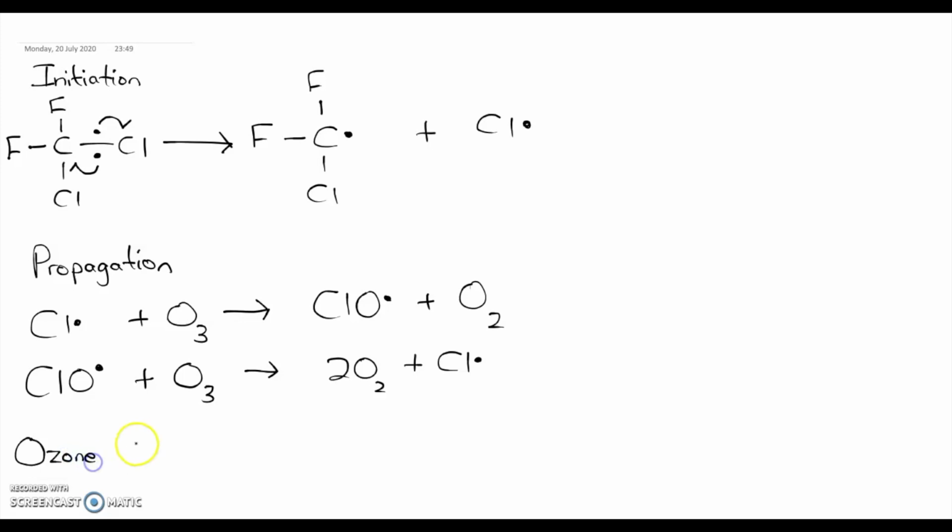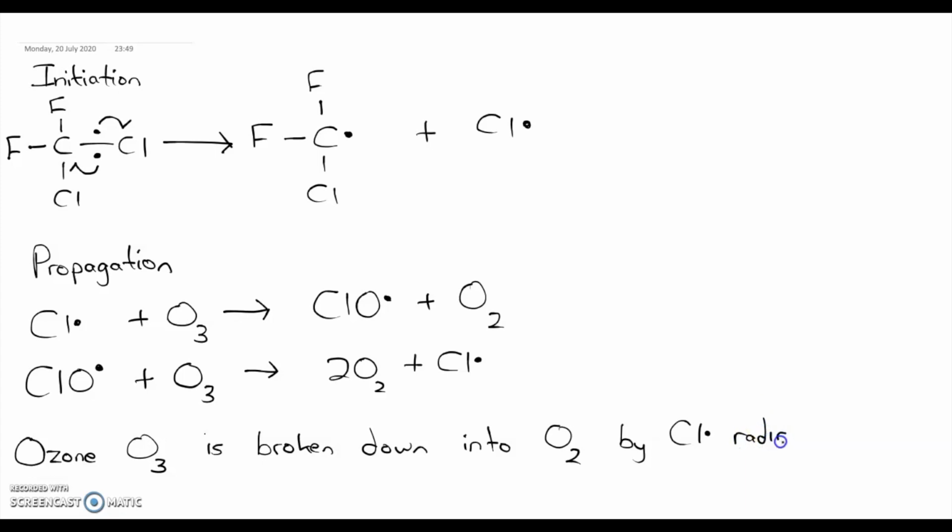Now, alternatives to using CFCs would be to use compounds that don't contain a carbon-chlorine bond. So I could use HFCs because they only contain CH, CC and CF bonds, and these are a lot stronger than the CCl bond, and therefore they don't break down into radicals, and therefore they won't cause ozone depletion.